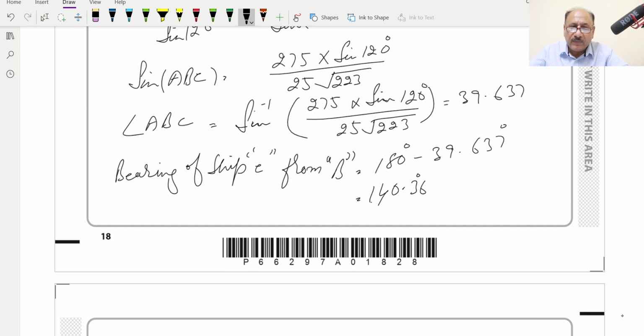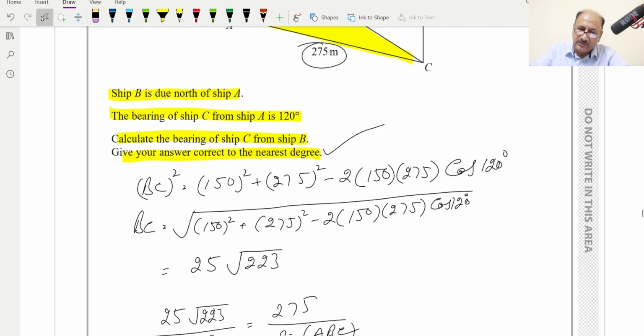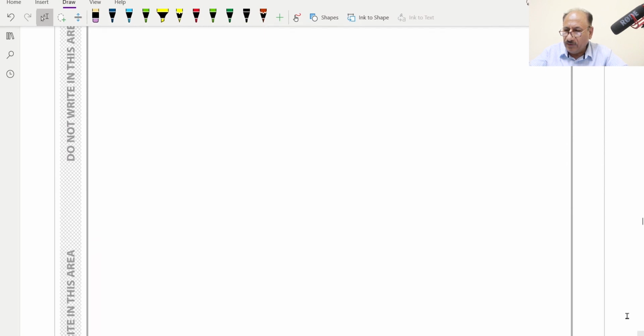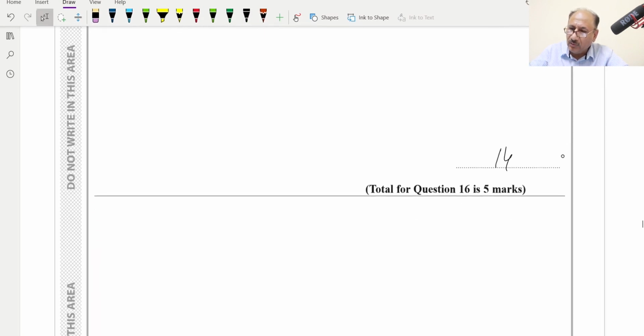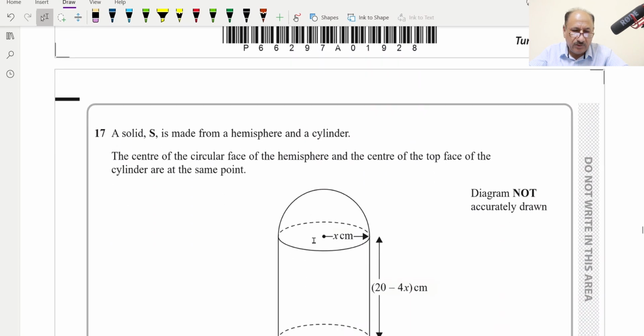140.36 degrees, and they are saying answer should be nearest degree, so our answer will be approximately equal to 140 degrees. This will be our final answer. We can provide over here also. 140 will be our final answer, which we are done with.